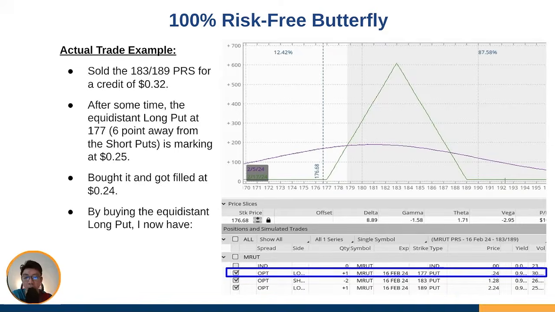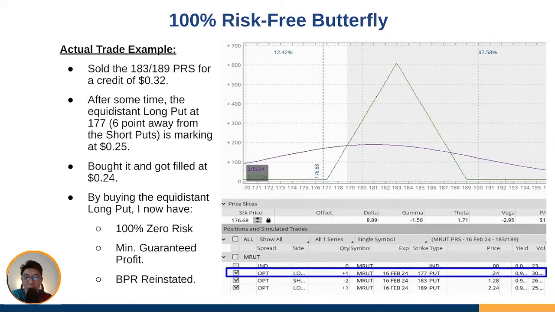So by buying the equidistant long put, I now have 100% zero risk. Right now, it is 100% risk free. I have a minimum guaranteed profit as well, as I mentioned, because that's the difference between the credit you receive upfront and what you bought that long put for. And now you have your buying power reinstated, right?